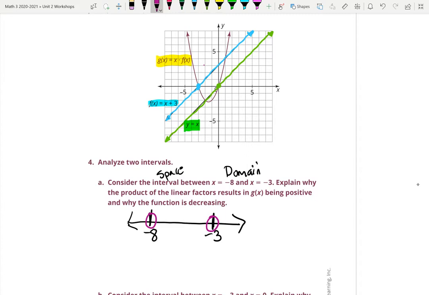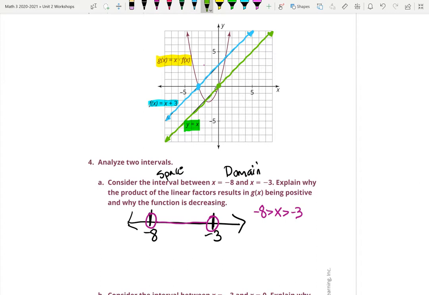So it would be -8. The number has to be bigger, but that number has to be smaller than -3. So let's go ahead and look at this space. Well, what is happening for my y equals x?